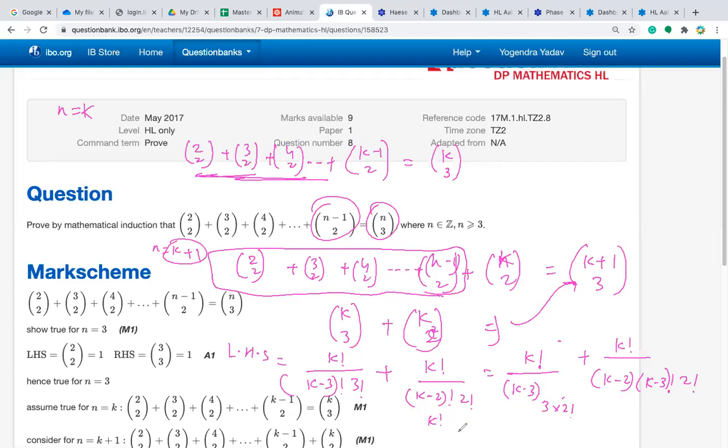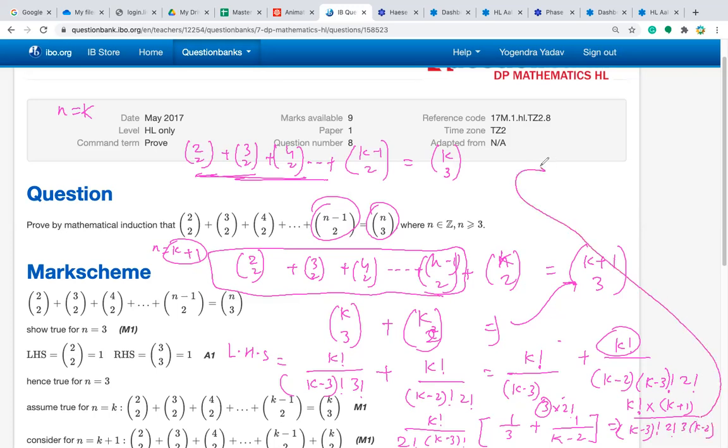So k factorial over 2 factorial and k minus 3 factorial can be pulled out easily, and what is left here is 1/3 actually, so 1/3 plus, and here what we are left with is 1 over k minus 2. And if you take the LCM of this, what I get is k factorial times, take LCM of this, it'll be k plus 1 over, this is as it is, so k minus 3 factorial times 2 factorial. And the denominator is 3 times k minus 2.